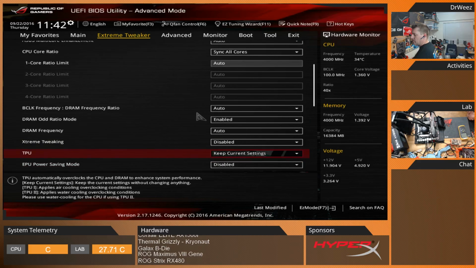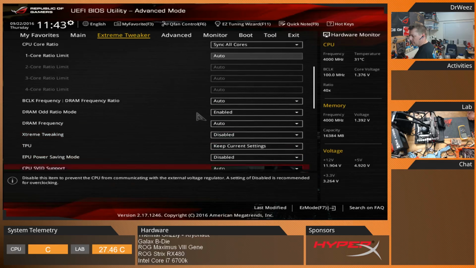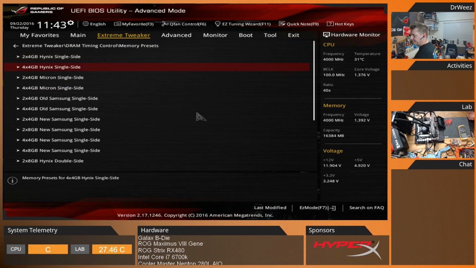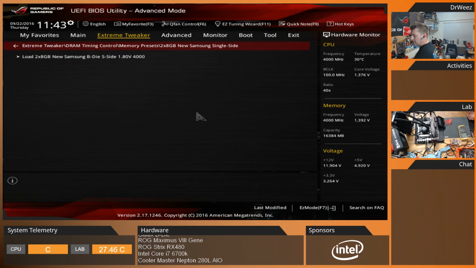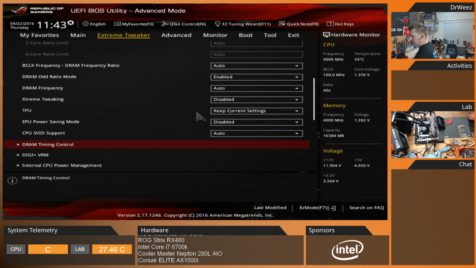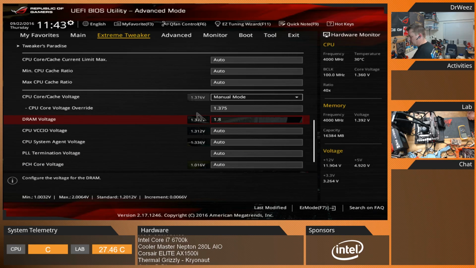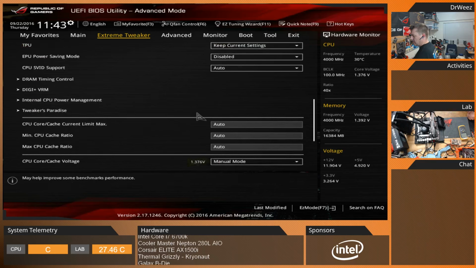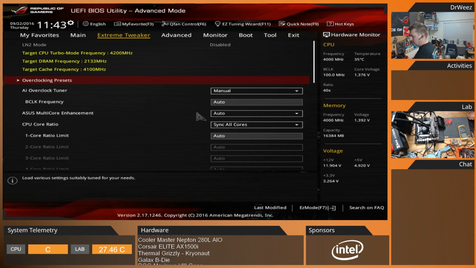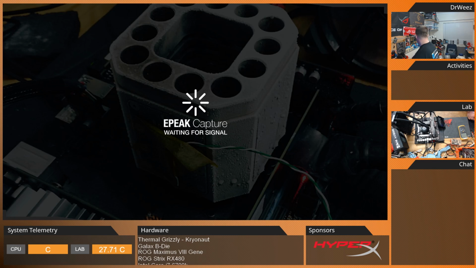So what I'm going to do is try and just set this to 3. In fact, let's just go to memory. We'll set a memory preset. Okay, we'll just set that. It's a very easy setting. We just set that to 1.8, and let's just make sure that boots. Okay, so the memory has trained at that speed.